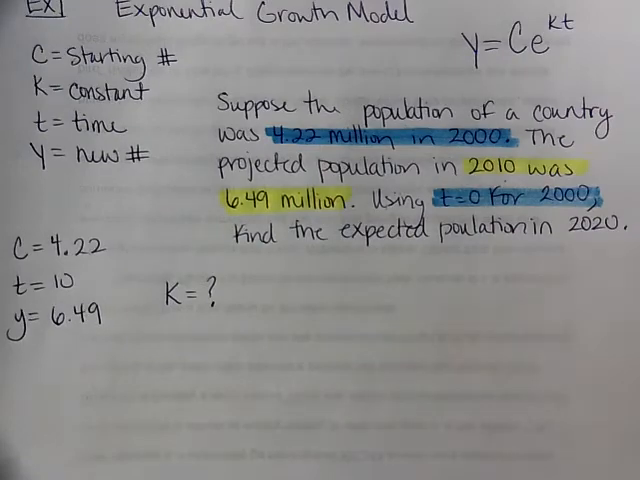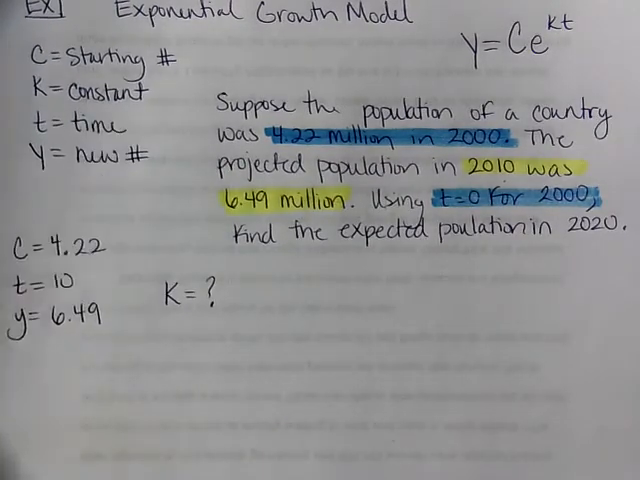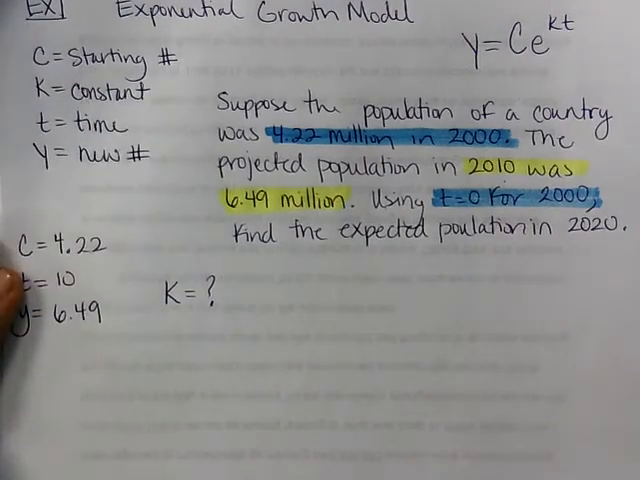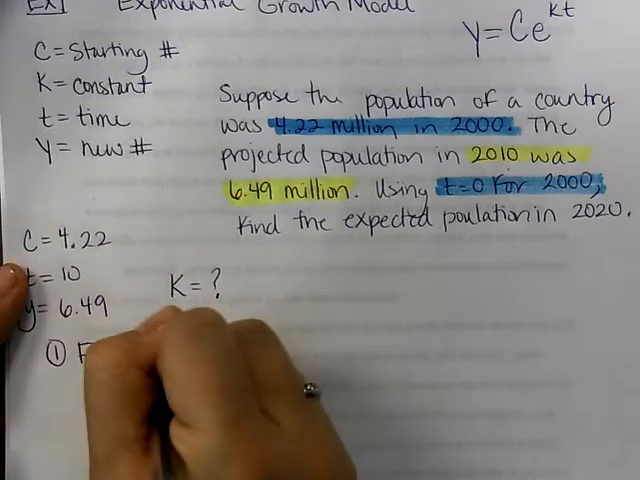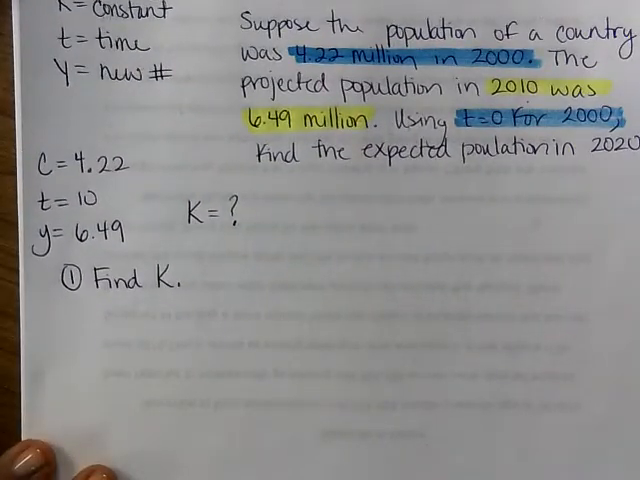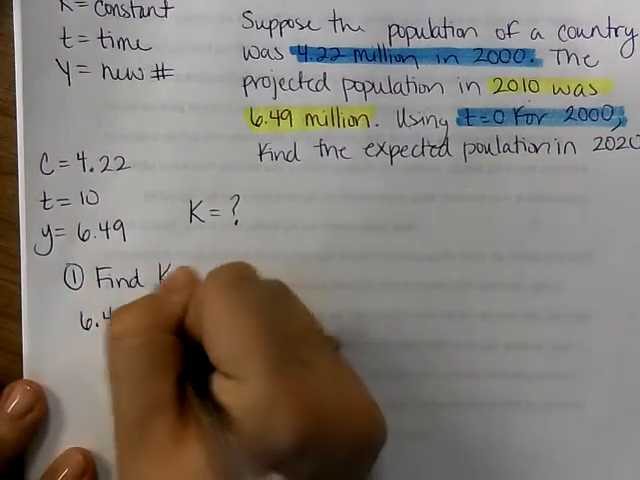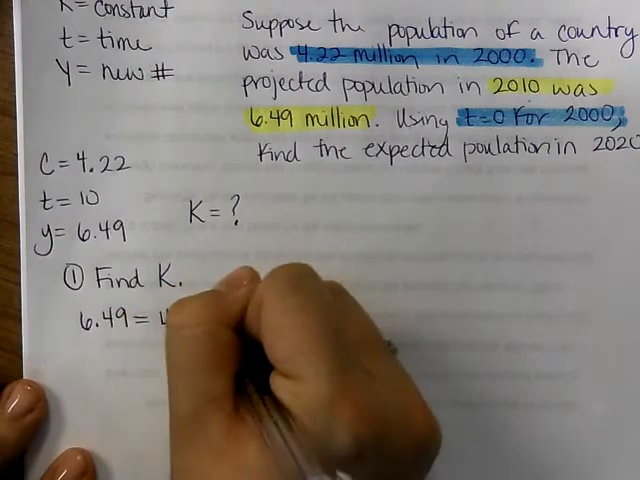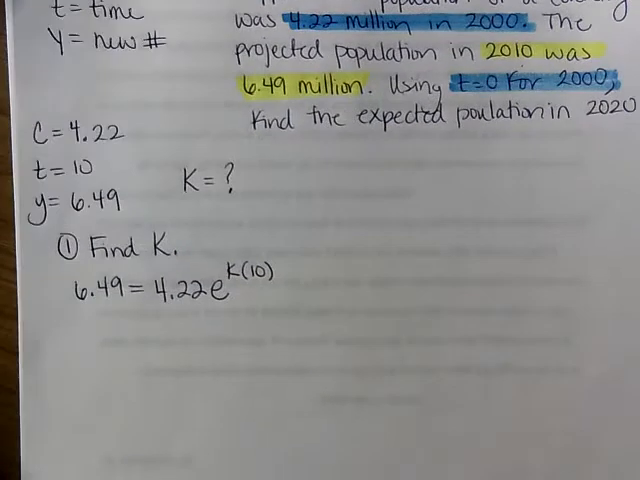So in this situation, before I can figure out what the population is going to be in 2020, I have to first find K. And I can find K based on the information that's given. So this is a two-step problem. Step one, we have to find K. I'm going to plug in what I know. I have 6.49 equals 4.22 times e to the k times t, which in our case is 10.